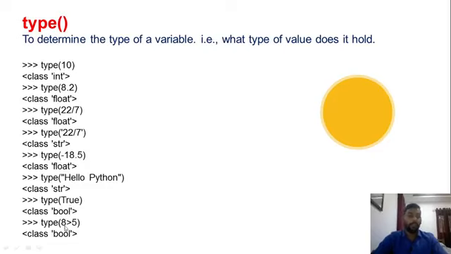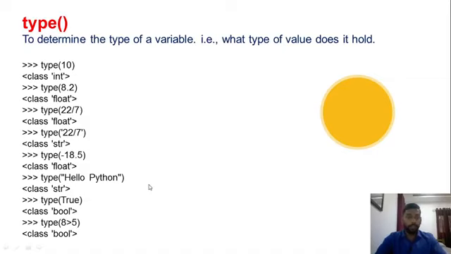Then type of 8 greater than 5, it's also bool, right? It returns either True or False. Yes, 8 is greater than 5, so it returns True, a value belonging to bool. So this is one of the ways to work with the type function. The type function is used to return the type of a variable, that means the data type. What type of value does the variable hold? We have seen integer, float, string, and boolean types.